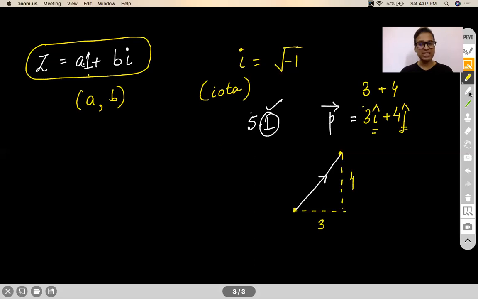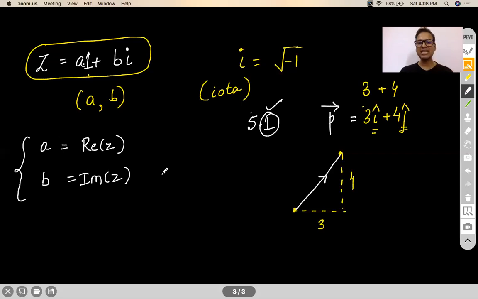However, one thing I would like to emphasize over here: A is called the real part of the complex number, and B is called the imaginary part of the complex number. Even though this is what we name them, in reality, A and B are real numbers only. Yes, A and B are real numbers only.